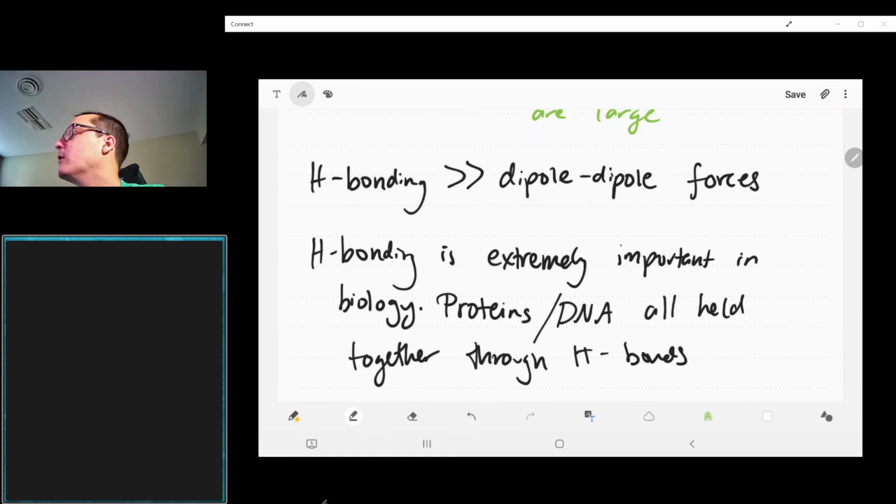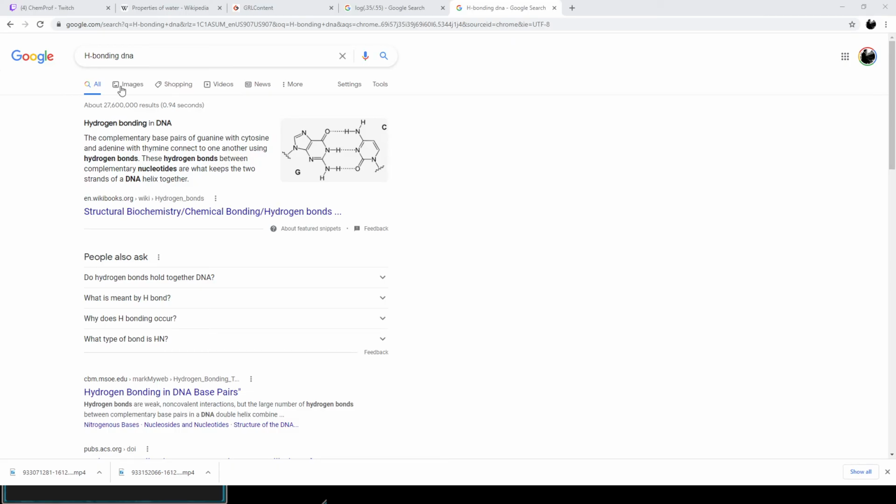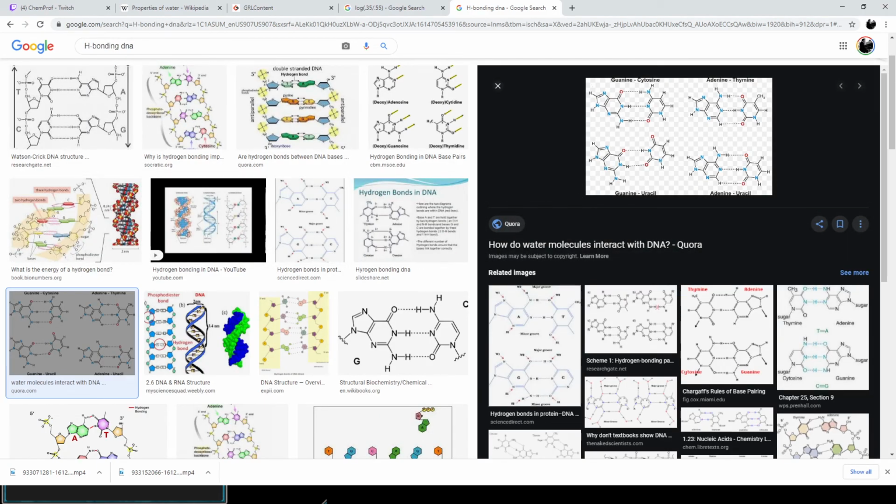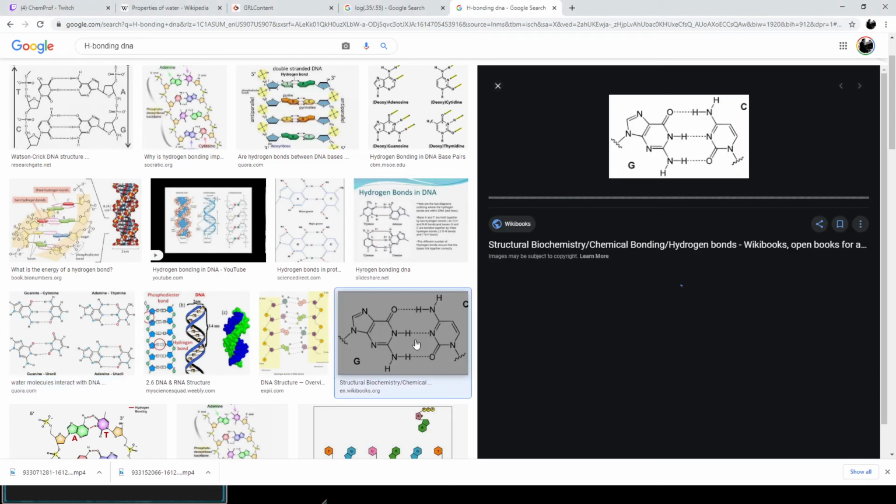Here, let's take a look at some of these things. Let's take a look at some important aspects here. Perhaps you've read about your base pairs in DNA. Actually, this looks like a pretty good, nice, large photo.